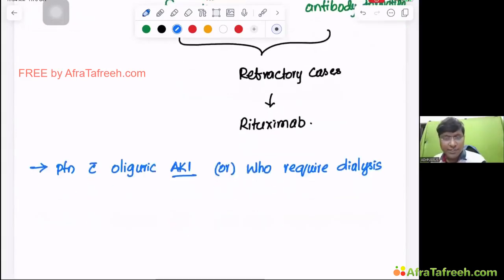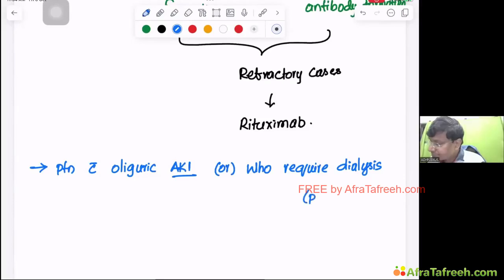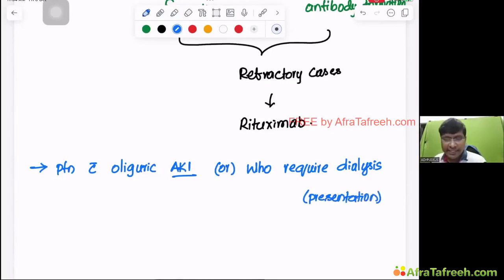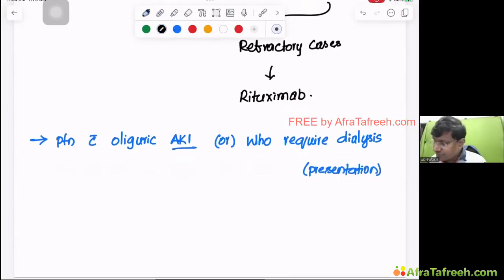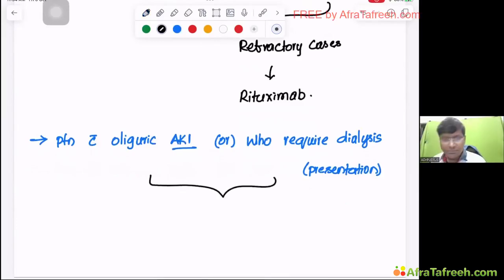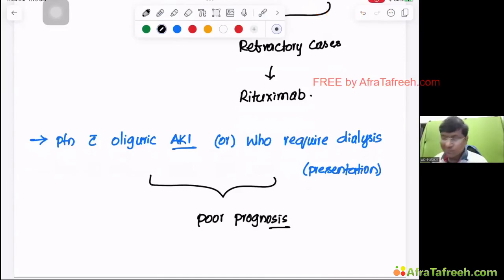Right? Patients with oliguric acute kidney injury or those individuals who require dialysis at the time of presentation. Why are they requiring dialysis? Because of severe form of kidney injury. So these two scenarios are considered to have poor prognosis. Right? They are considered to have poor prognosis.